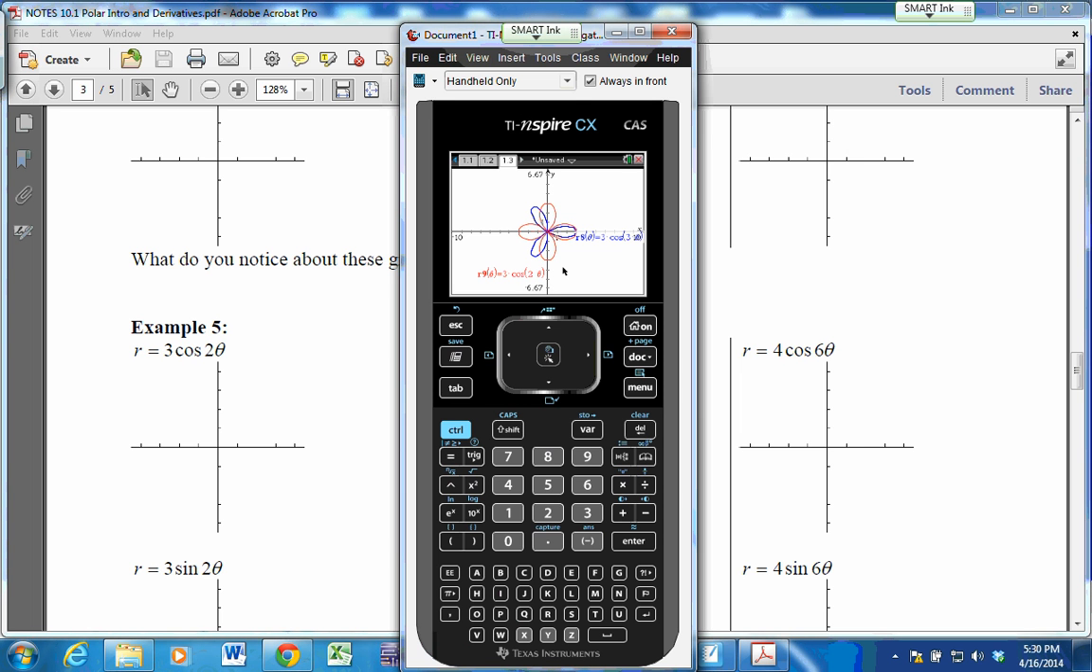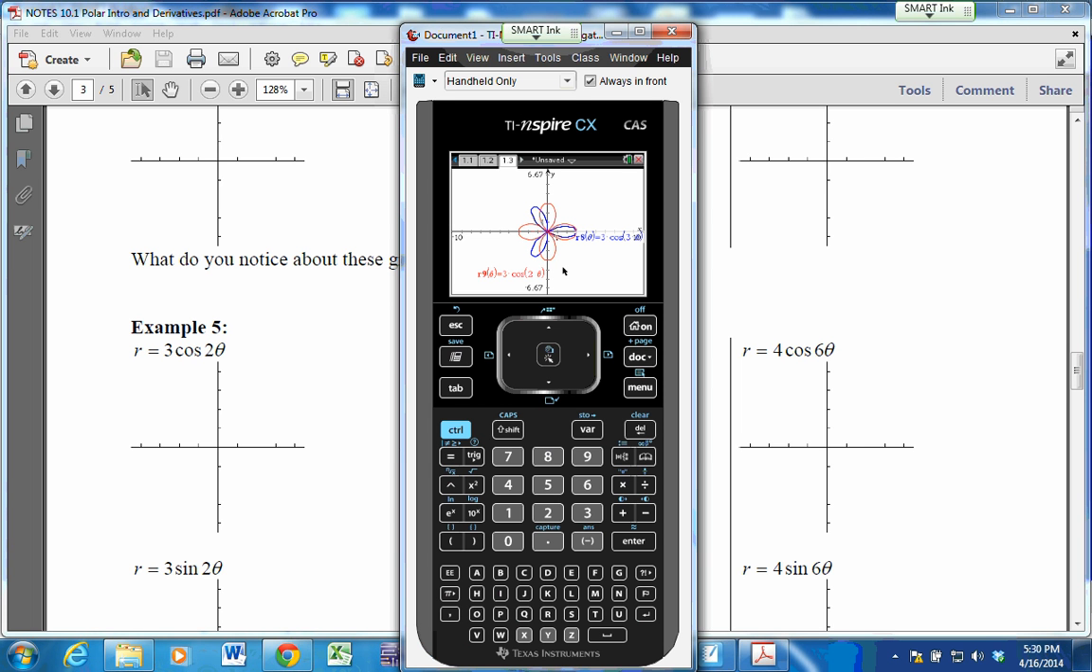And so when we had 3 theta inside, we got 3 petals. When we had 2 theta inside, we got 4. And in fact, that is what will happen. You will generalize that to, if it's even, you get double the number of petals, and if it's odd, you get the same number of petals.